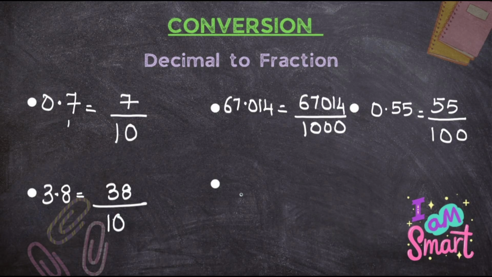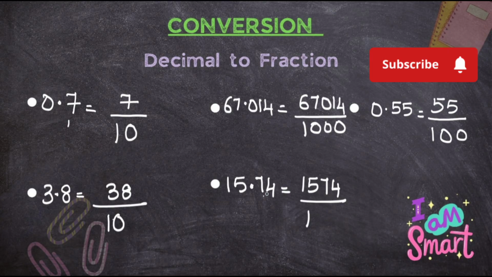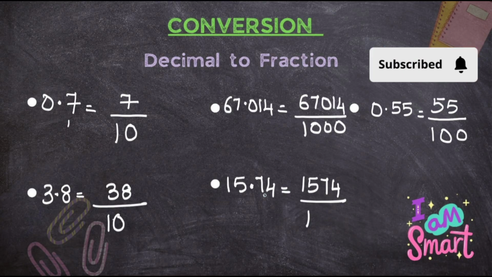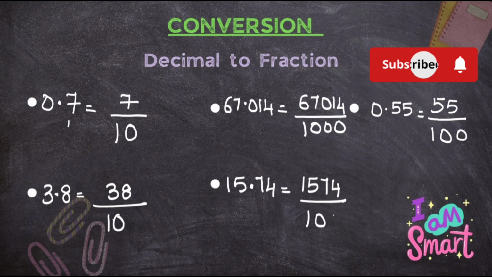And now the last question I'll take is 15.74. First write the proper number that you can see, 1574. First put the 1, then check how many digits are there to the right of it. 1, 2, so put the 2 zeros.